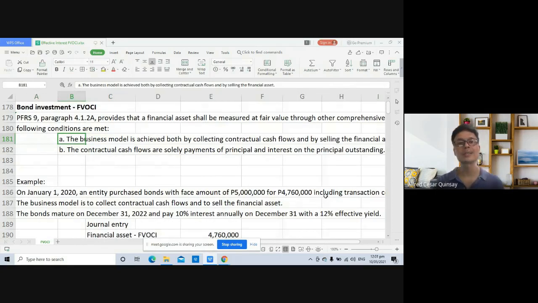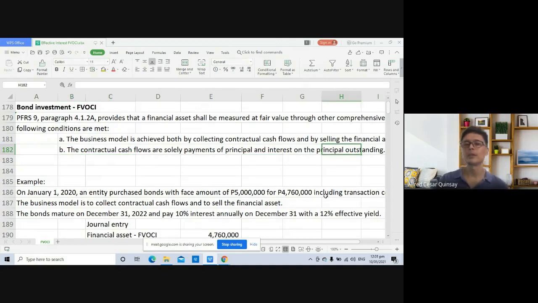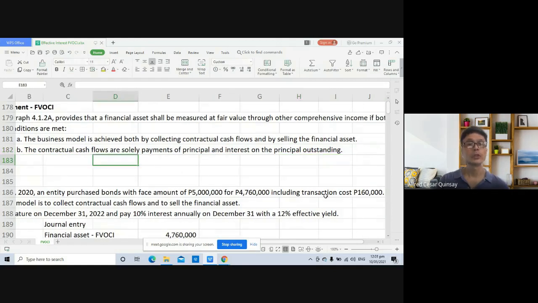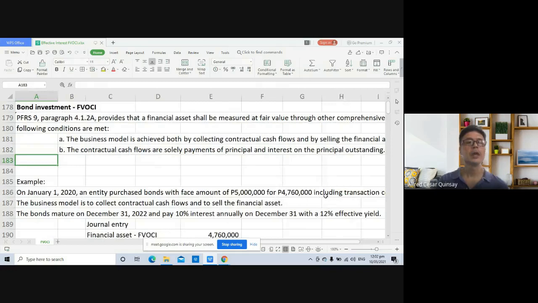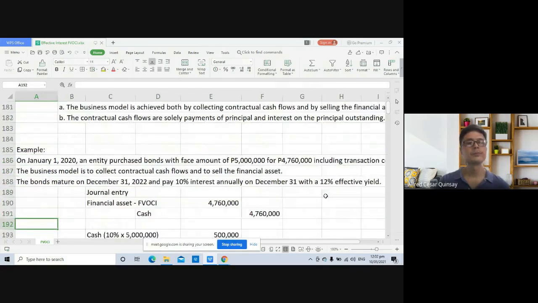So, this is considered as FVOCI. And the second condition: the contractual cash flows are solely payments of principal and interest on the principal outstanding. So, those are the two conditions. Let's take an example here.